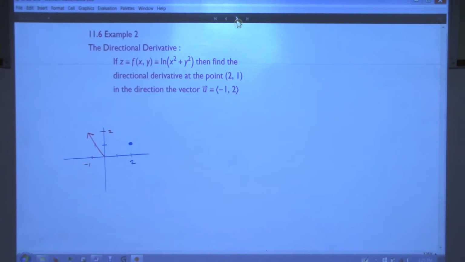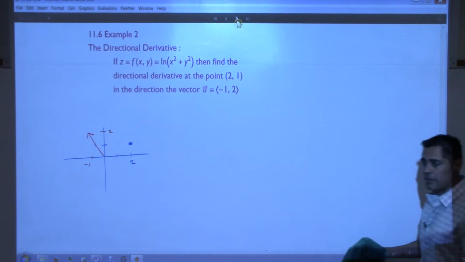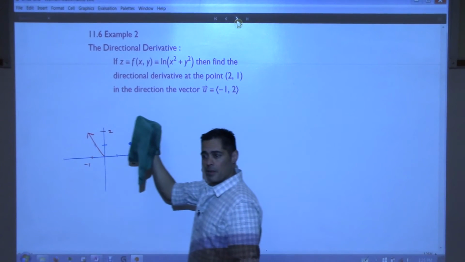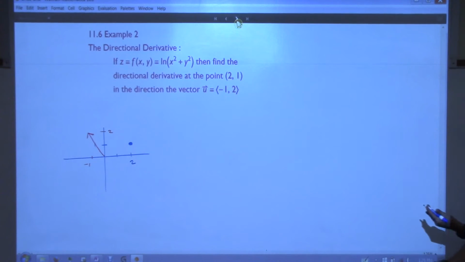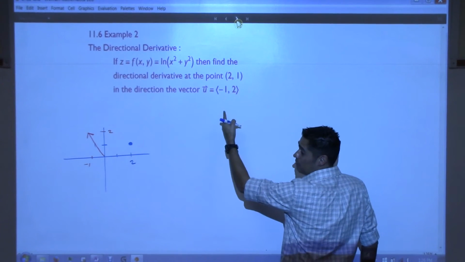Okay. So we need a couple of things: partial derivatives, which we should be able to take, right? And we need to figure out what our u is. U is given to us, or is it? It's not. It's not a unit vector. So we can't call that the u. Even though I called it u here, I'm trying to trick you. All right? So this is not a unit vector.